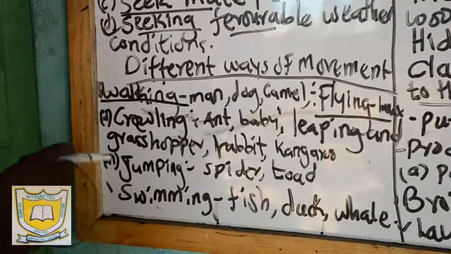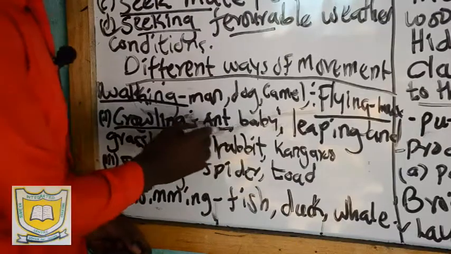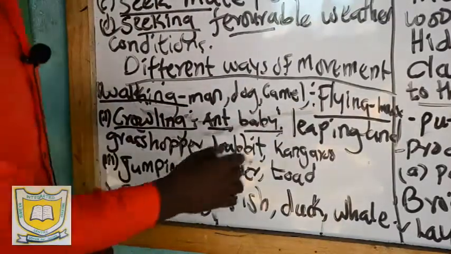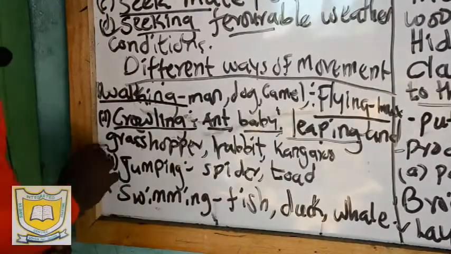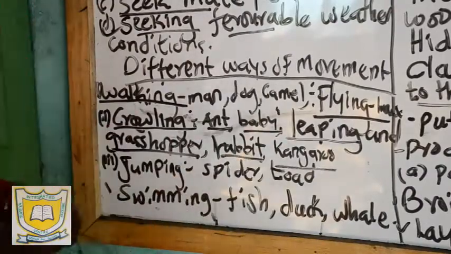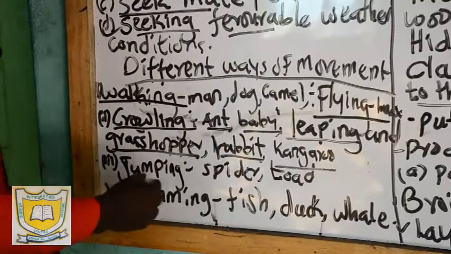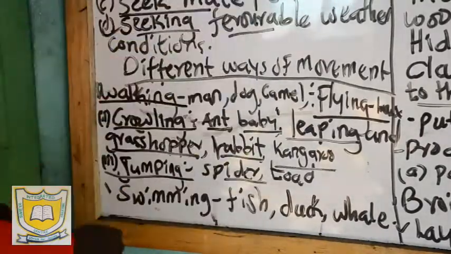Then we have those that move by crawling. Crawling includes ants and a baby. A young baby moves by crawling. Then we have those that move by leaping. Examples are grasshopper, rabbit and kangaroo. They move by leaping. We have those that move by jumping from one zone to another. That includes spider and toad. They move by jumping from one area to another.